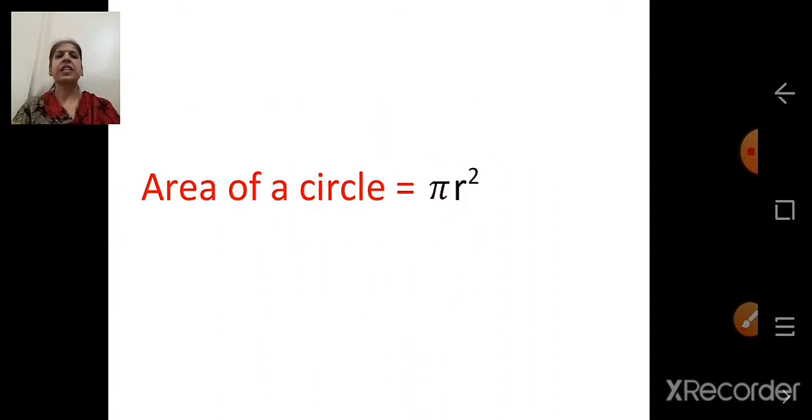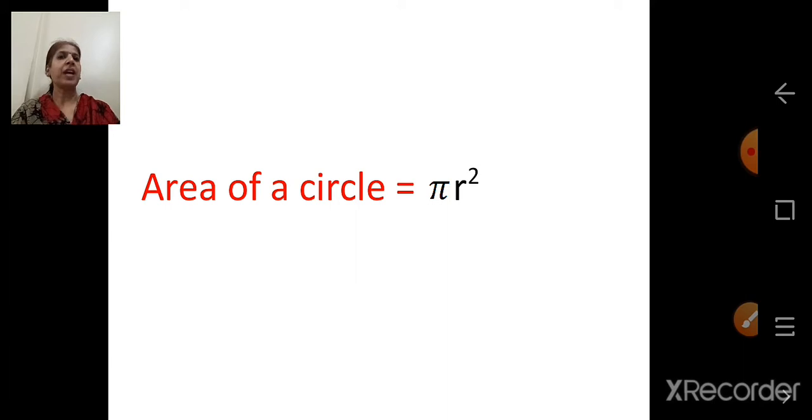So what we have studied in the last session, area of a circle. What is the formula to find the area of a circle? Area of a circle is equal to pi r square. And we know pi is a Greek letter. And the value for pi we are taking is 22 upon 7 or 3.14. So remember this, that the value of pi for doing the sums we are taking as 22 upon 7 or 3.14.